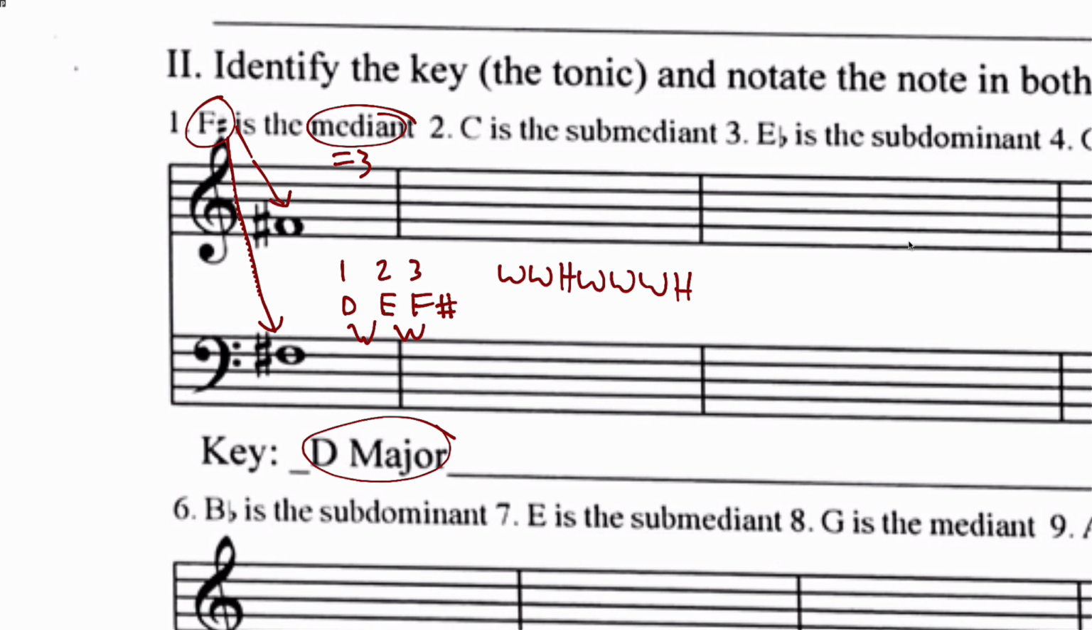Next it says C is the submediant. So first let's just notate a C because it wants us to notate them. This is just so you can get used to notating notes and to make sure that you actually know where the notes are in the treble clef, and down here all cows in the bass clef. The harder part really is what's the submediant? Well, this is 6.